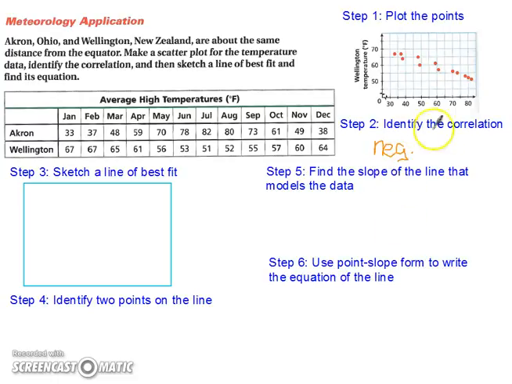Okay, so you've identified the correlation. Now step 3 is to sketch a line of best fit. To do this, you want to draw a line that splits the data as evenly as you can above and below. So you want a line that will best fit each one of these points as closely as you can.